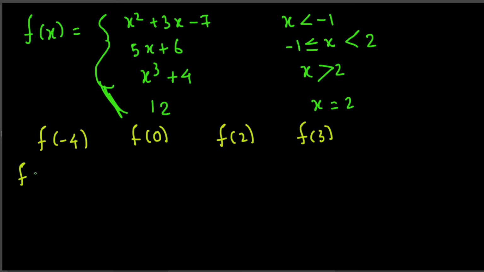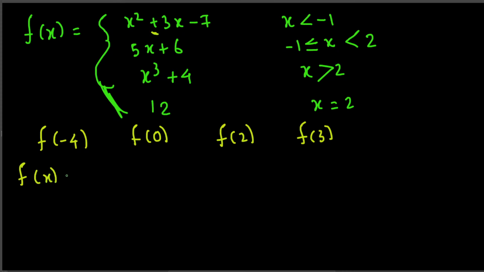So for f of minus 4, you have to ask, is minus 4 less than negative 1? Yes. And if you look at the other conditions, x is between negative 1 and 2, so there's no minus 4. This one, x is greater than 2, so there's no minus 4. And this x is 2. So the only condition where minus 4 fits is when x is less than negative 1. So this is the equation we are going to use.